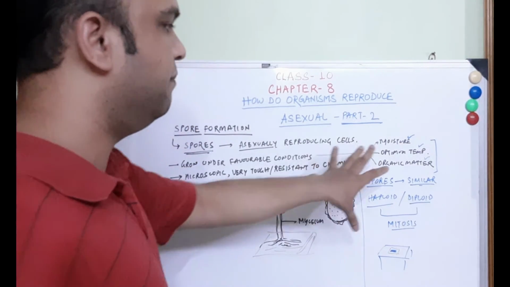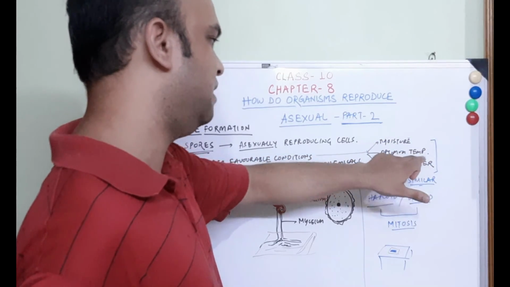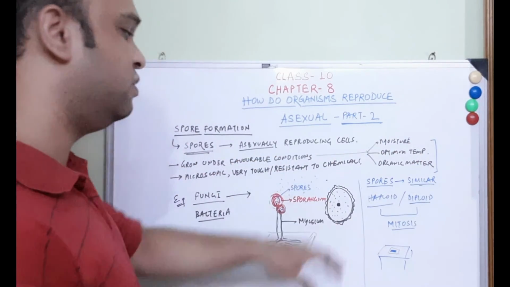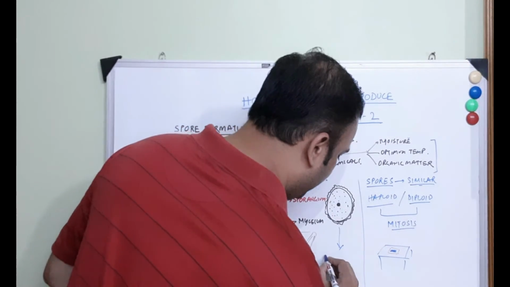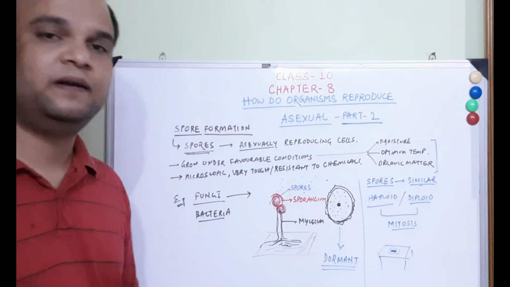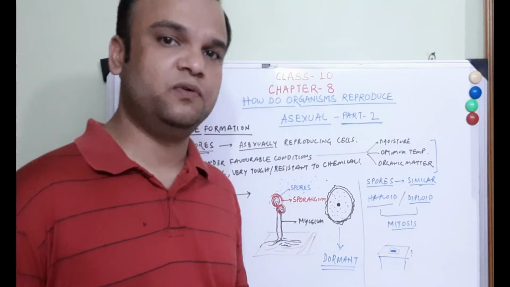And if the temperature, moisture and organic matter, all the three are absent, not available to them, these spores can stay for years together. Okay, they will be dormant. They will be inactive for years together. They will not grow into a new organism.